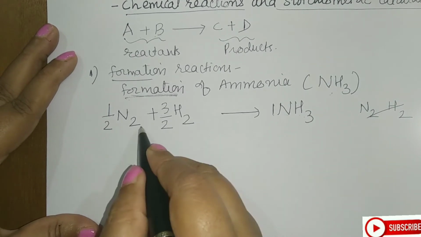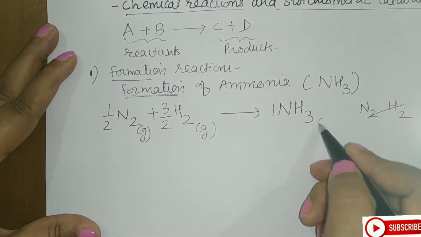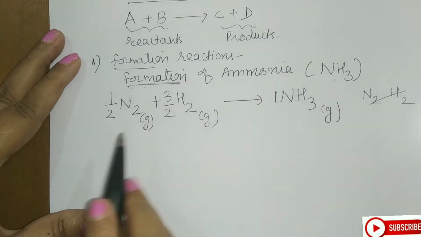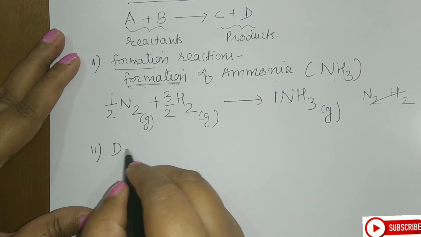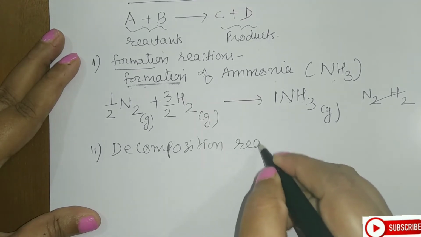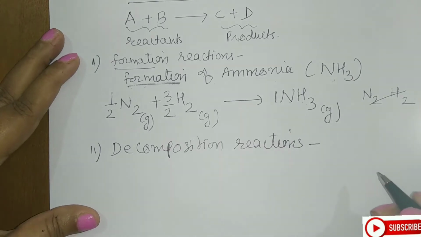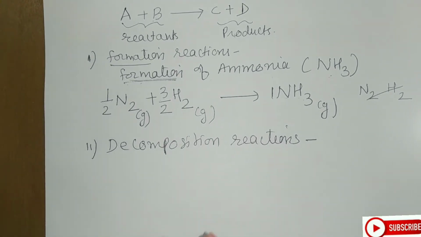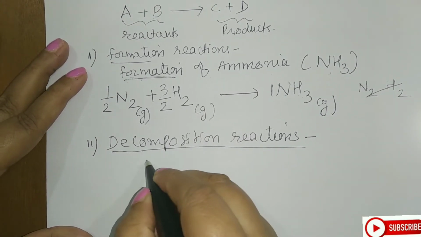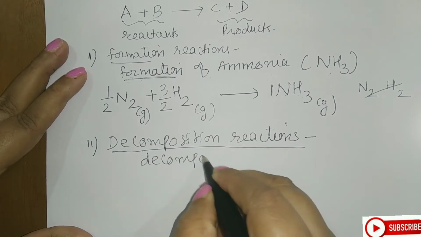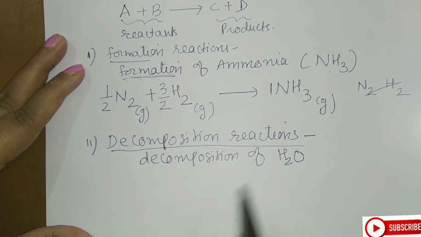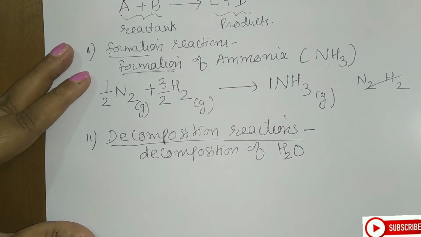Second important thing is I must represent the physical state wherever possible. It helps for the calculation. Like I have written formation of ammonia, let us see the second equation and that is decomposition reactions. Students, decomposition means something is getting broken. So if I say it is decomposition, let me take one example and that is decomposition of, say, water.